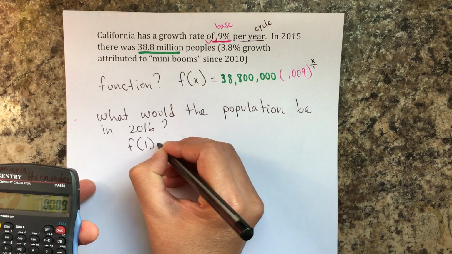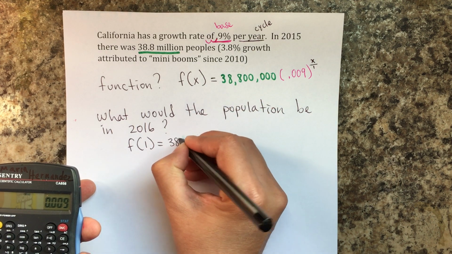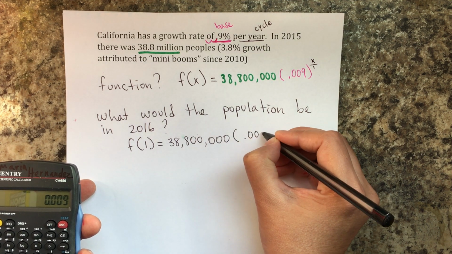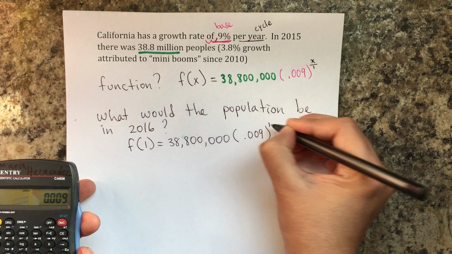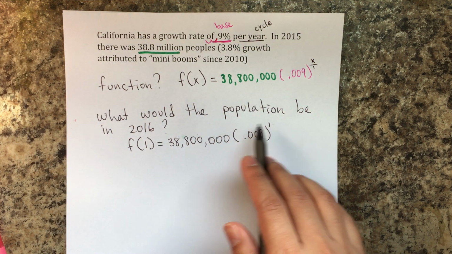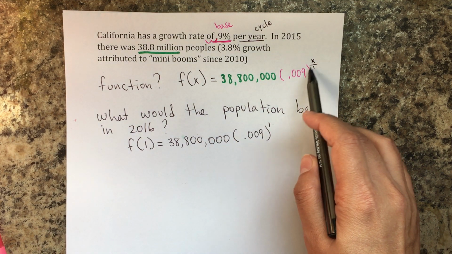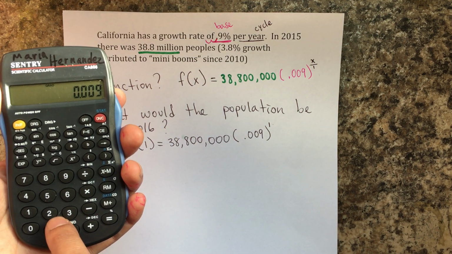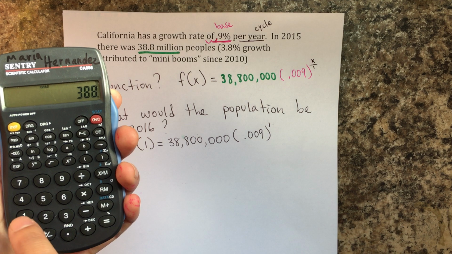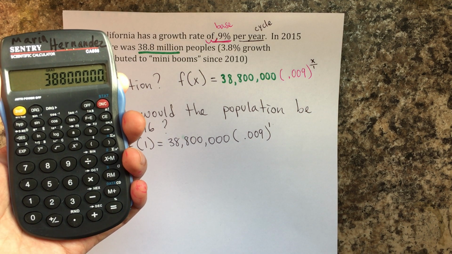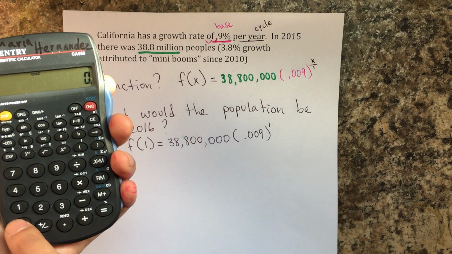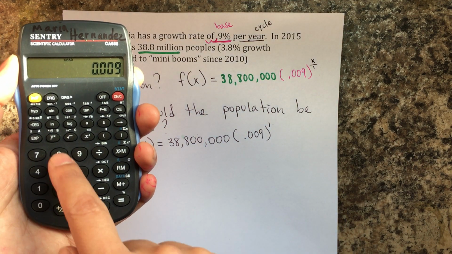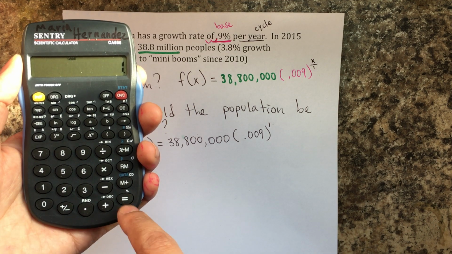So we will write f of 1 equals 38,800,000 times 0.009 to the 1. Okay, because it's f of 1, so we replace the x with 1. Again, we don't put the denominator 1 because we don't need it. So what do we get? Would this give me the population of 2016? Let's see. 38,800,000 times 0.009 to the power of 1. We don't really get any change, but I'm going to put the power button, to the power of 1, equals.